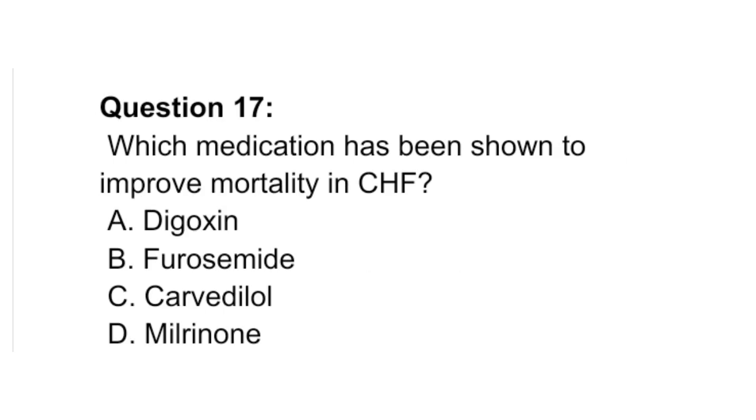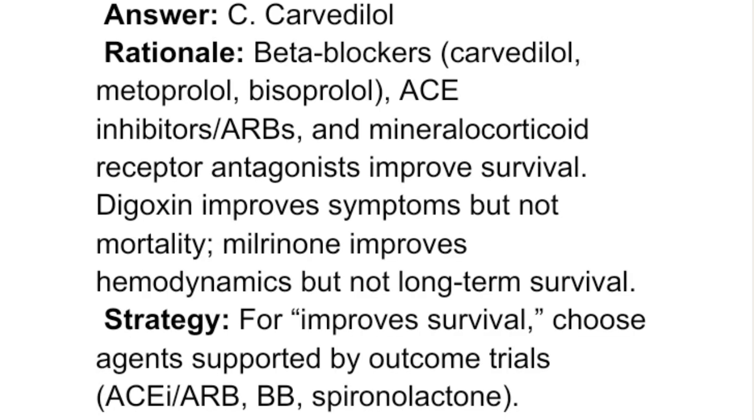Question 17. Which medication has been shown to improve mortality in CHF? A. Digoxin. B. Furosemide. C. Carvedilol. D. Milrinone. Answer: C. Carvedilol. Rationale: beta blockers (carvedilol, metoprolol, bisoprolol), ACE inhibitors/ARBs, and mineralocorticoid receptor antagonists improve survival.